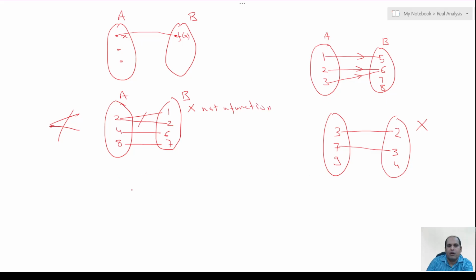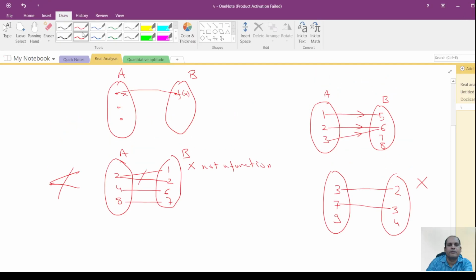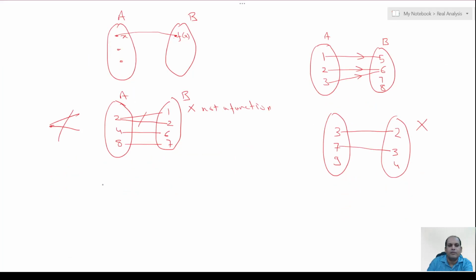Now next example. Once it's a function, we will call the set A the domain and set B the codomain. In layman's terms we can call the domain the input and the codomain the output, in fact the range the output.